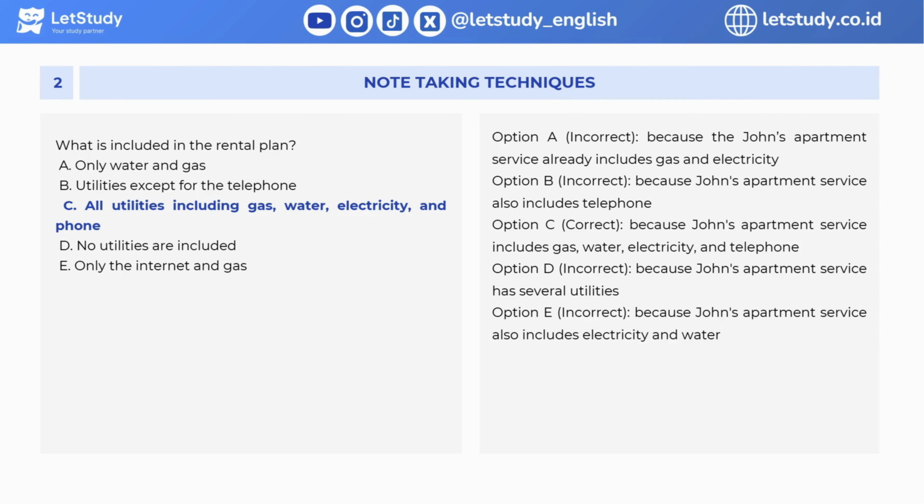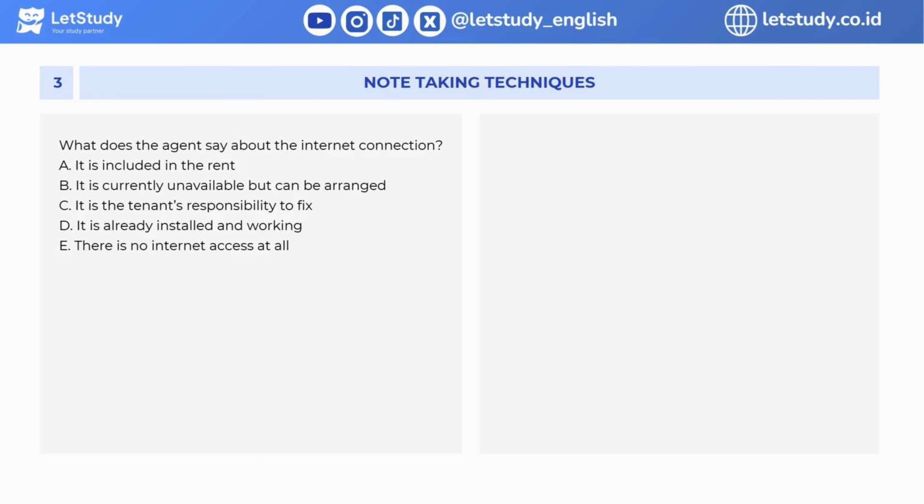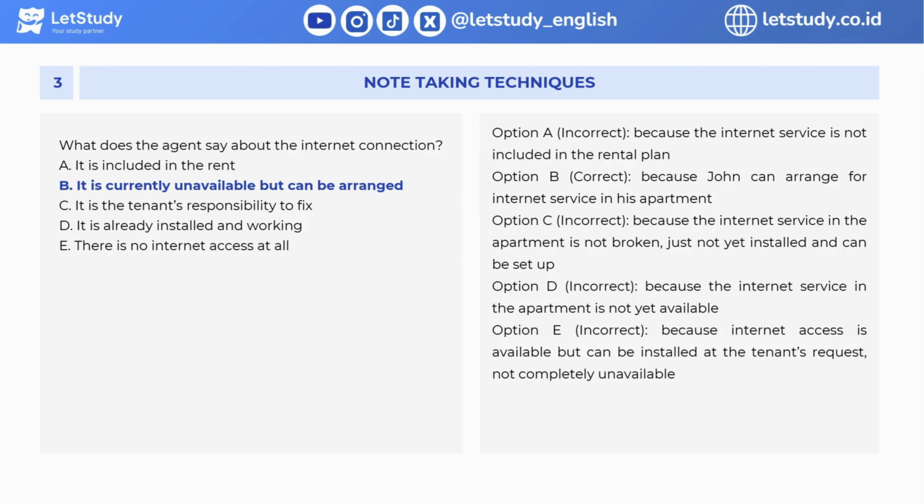Let's move on to the third question. Question number 3. What does the agent say about the internet connections? A, it is included in the rent. B, it is currently unavailable but can be arranged. C, it is the tenant's responsibility to fix. D, it is already installed and working. E, there is no internet access at all. And the answer is B. It is currently unavailable but can be arranged.